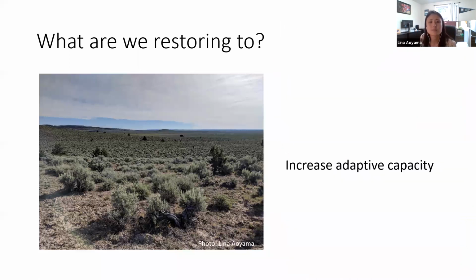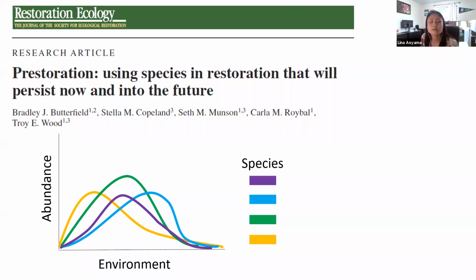Pacific Northwest. As we anticipate climate change in the future, we might need to think about aiming to increase the adaptive capacity of the site rather than returning to historical reference sites. The restoration community is already starting to think this way.